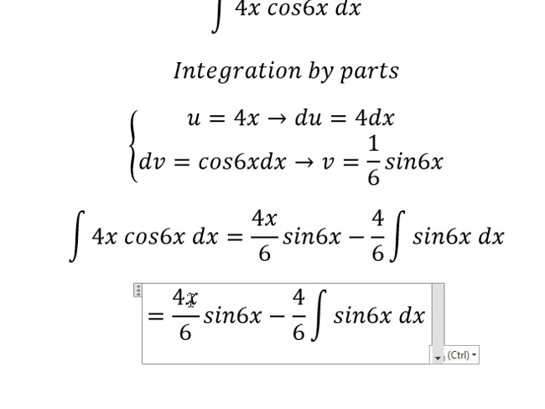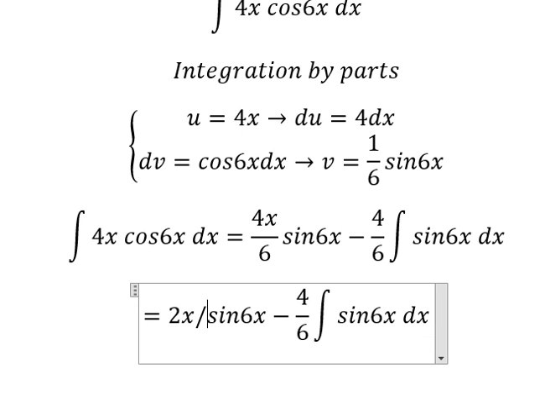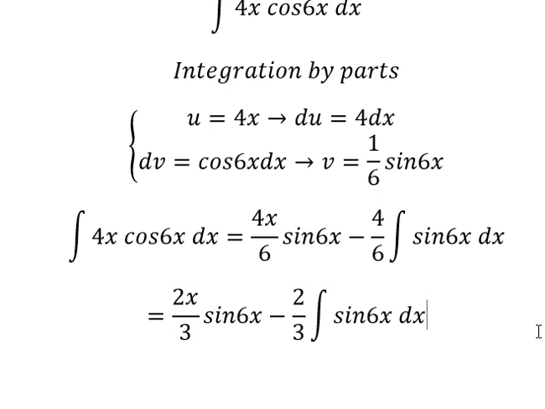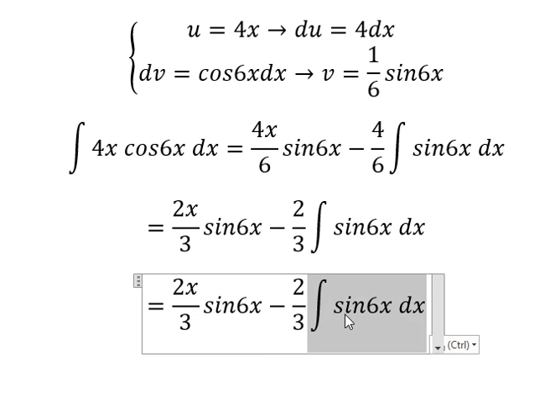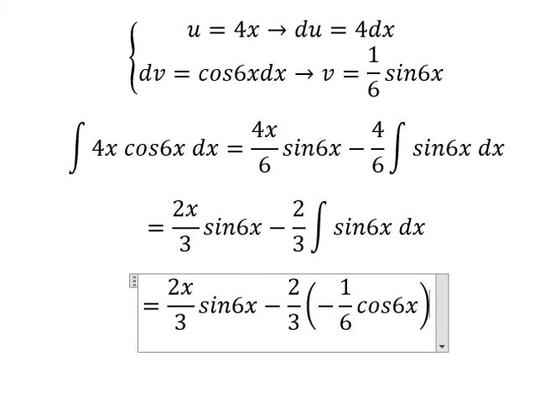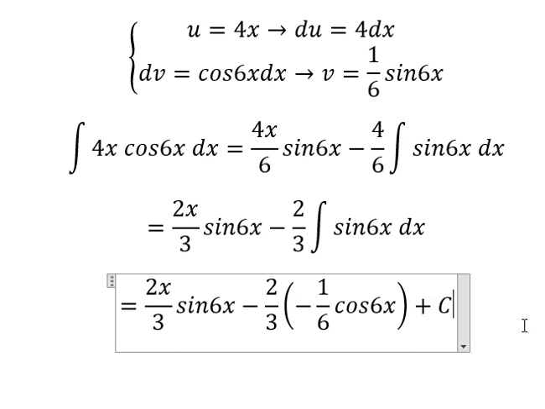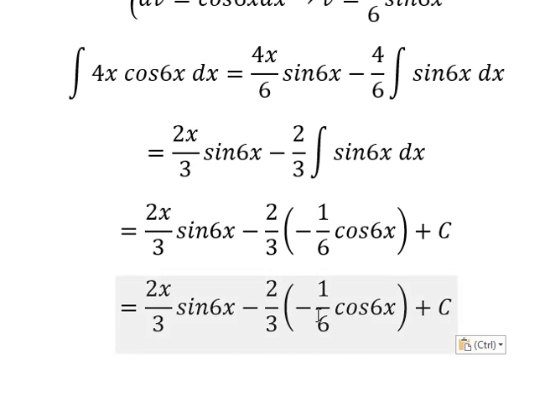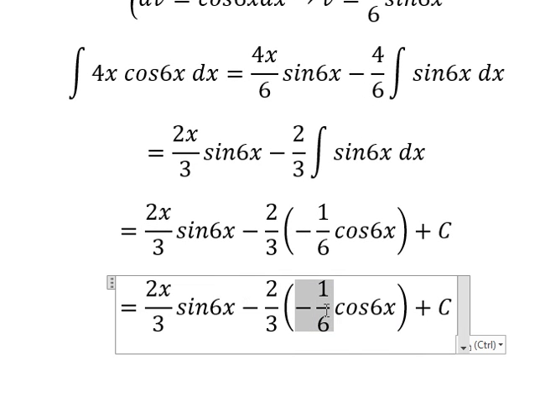So this one we have 2x over 3. The integration of sine 6x, we have negative 1 over 6 cosine 6x, and I will put c. This one multiplied by this one, we have 1 over 9.